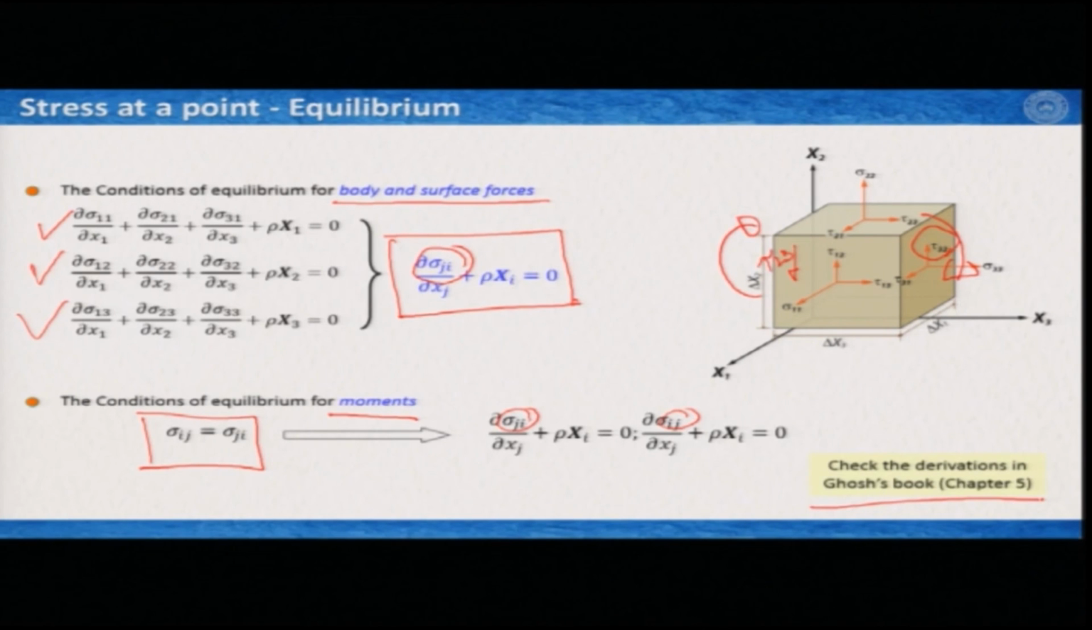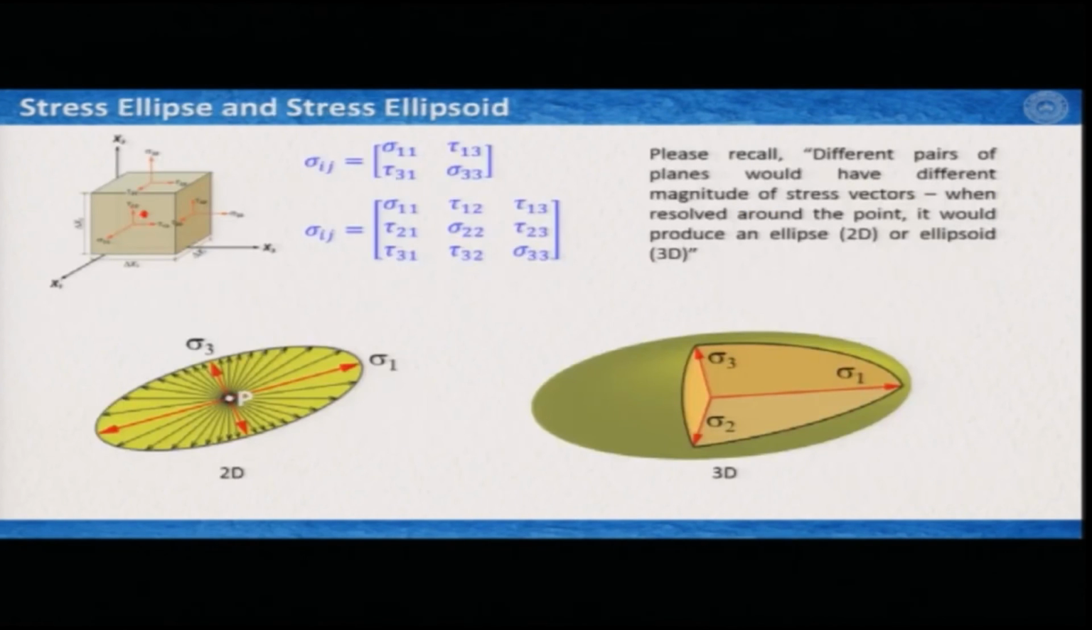Now, let us come back to the concept of stress ellipse and stress ellipsoid. As I said, on this particular point P here, we can consider n number of planes surrounding this point P, and oppositely oriented planes would have the same magnitude, that means the same length, but different directions, different senses of action.